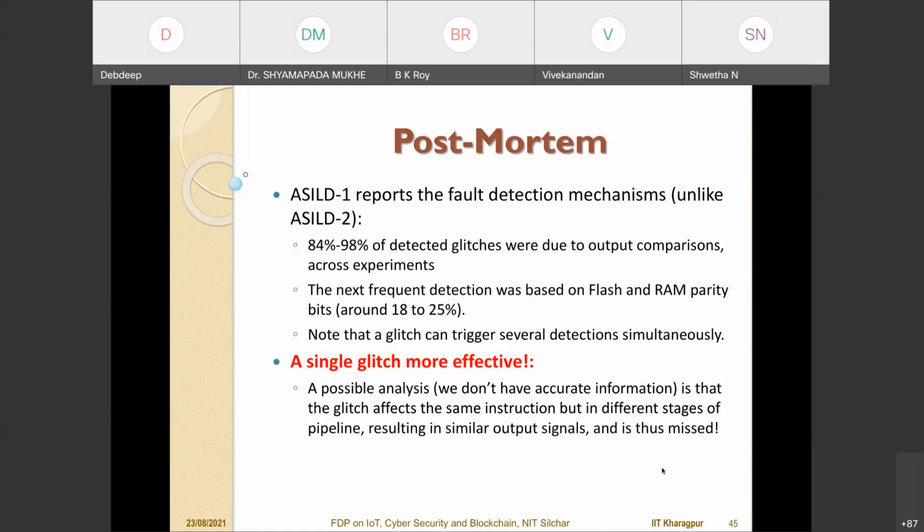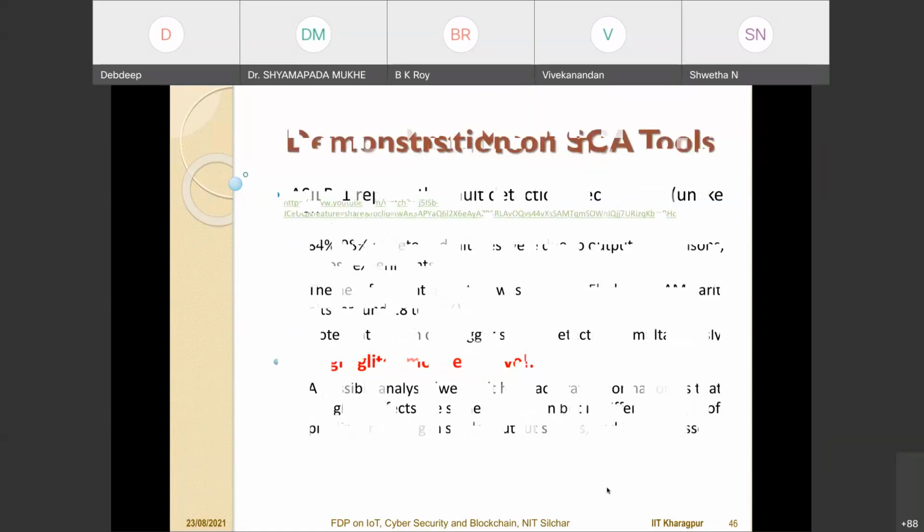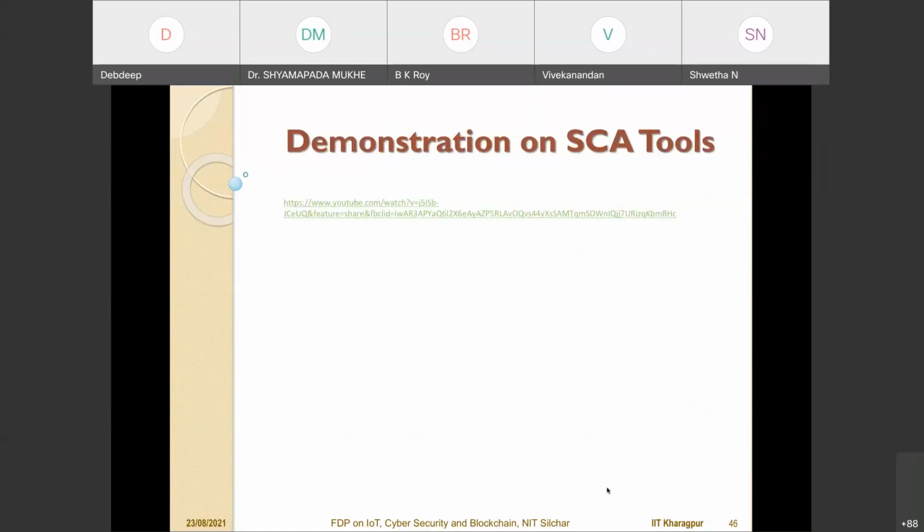Okay, so this is just a postmortem because we do not have accurate information, but it tells us that there is a good chance that the fault can be missed, because as an attacker you are able to bias your fault injection, and this leads to a significant enhancement in the probability of bypassing the countermeasures. So this tells us that safety and security are not the same, and therefore we need a suitable strategy.